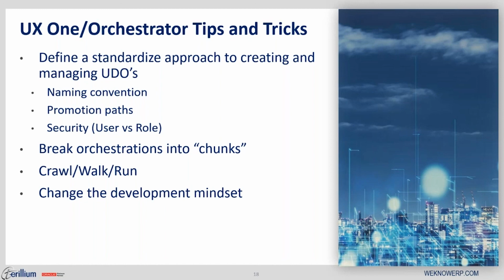Try to break orchestrations into chunks, meaning now that you can call multiple orchestrations, don't try to do it all in one. It just complicates things, makes it harder to test. Break those out from a chunk perspective. Crawl, walk, run is another key piece. Everyone sees these new great tools, and maybe they're not doing anything with UX One today. I would really recommend, start with a specific area or a specific group or a specific type of UX One before trying to implement this across the board, because it can at times be very challenging.